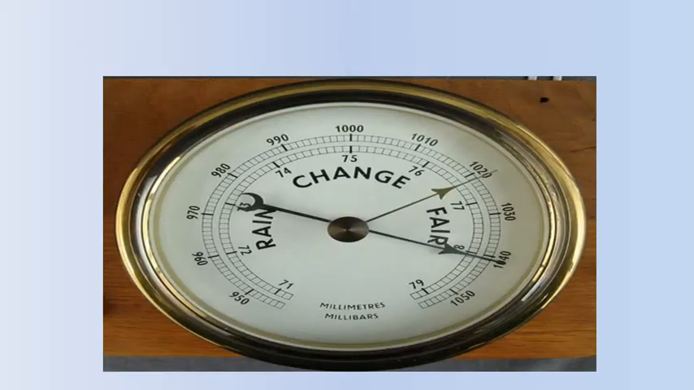Now let's see the next image. This image of barometer, BAROMETER, barometer. What is the use of barometer? A barometer is a scientific instrument that is used to measure air pressure in a certain environment. Pressure tendency can forecast short-term changes in the weather.